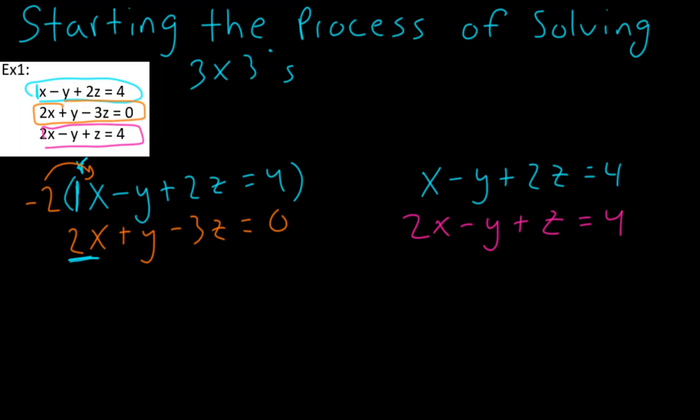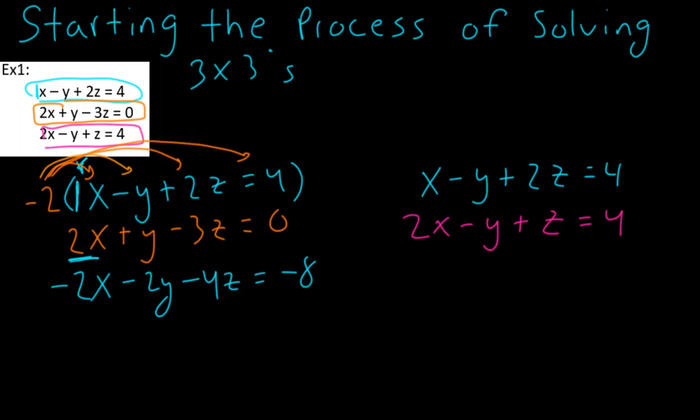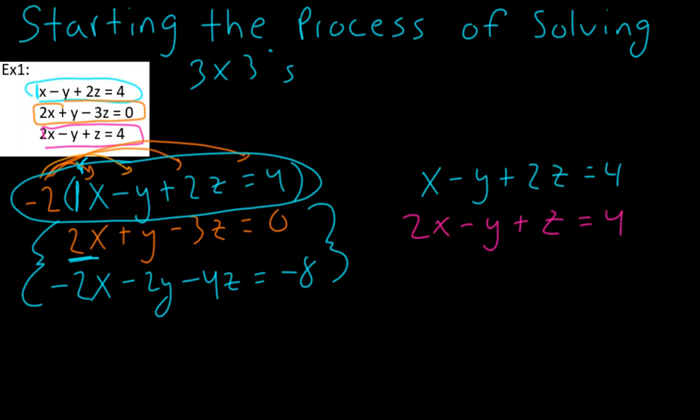And I know that negative 2 times 1 gives me negative 2x. I know that negative 2 times negative y gives me negative 2y. And I know that negative 2 times 2z gives me negative 4z. And I know that negative 2 times 4 will give me negative 8. Okay, so now we're literally just focused on these two equations. Remember, I took this equation right here, I multiplied by negative 2 to create that equation.